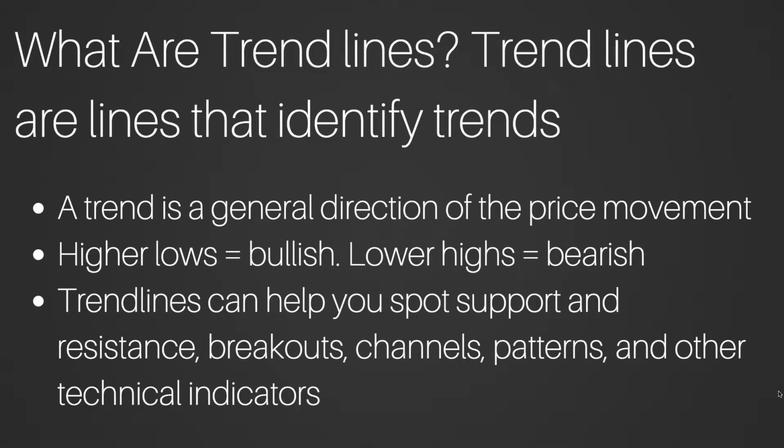Okay, so the first question you have to ask yourself is, what are trend lines? Trend lines are lines that identify trends. Very, very straightforward and simple. A trend is a general direction of the price movement. So that means it's either going up, which is bullish or an uptrend, or it's going down, which is bearish or a downtrend. Higher lows equals bullish or uptrend. Lower highs equals bearish. And I'm going to show you examples of these in just a minute. Trend lines could help you spot support and resistance levels, breakouts, channels, patterns, and other technical indicators.